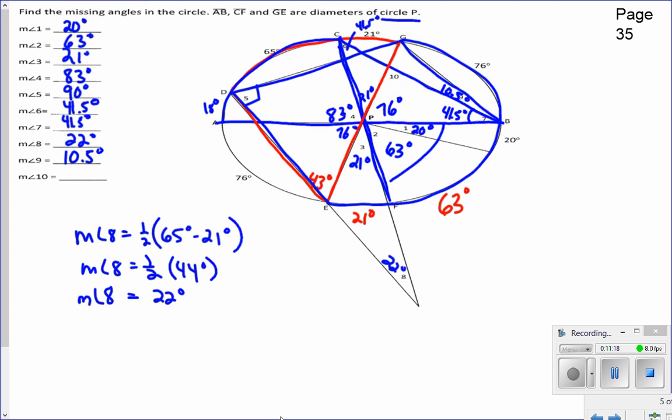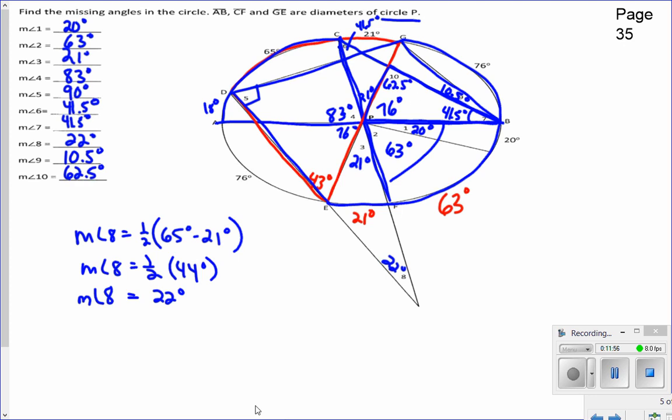Okay, so it looks like we just need angle 10 yet, so let's find it and see if we can figure it out. Okay, well, there's probably a couple ways we could get it, but what I'm noticing right away is this triangle here. And we already know 2 of the 3 angle measures, so I'm going to add 76 and 41.5 and then subtract from 180 because the interior angles add to 180 degrees. So when I add 76 and 41.5 and subtract from 180, I'm getting 62.5 degrees.